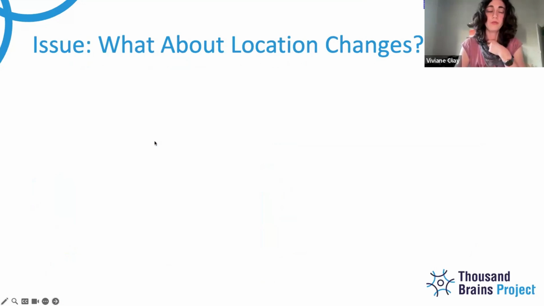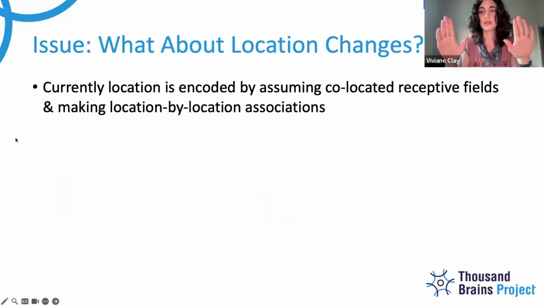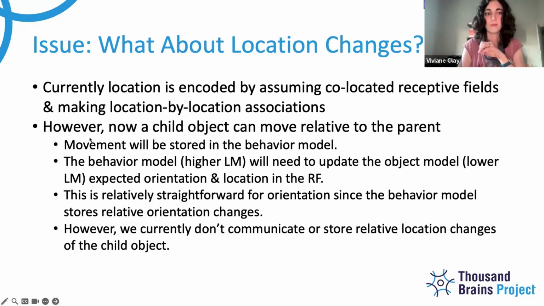Now you noticed already that all my slides just talked about orientation changes when in a lot of cases there are also location changes. Currently with just compositional objects, not behaviors, location is encoded by assuming co-located receptive fields and then making location by location associations. However, now a child object can move relative to the parent, and that movement will be stored in the behavior model.